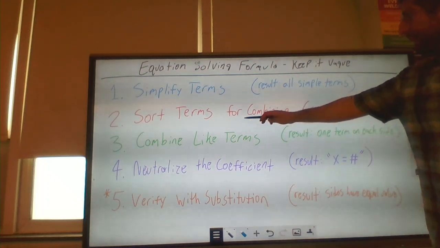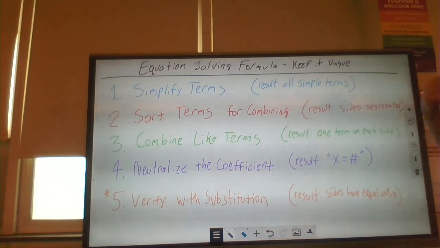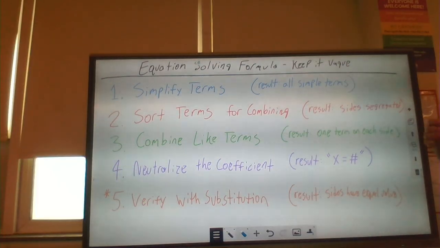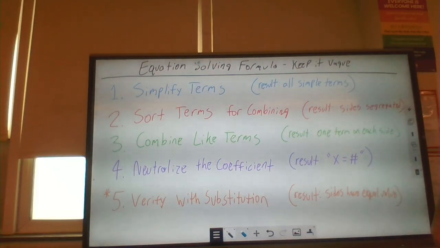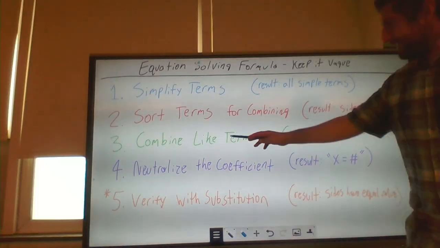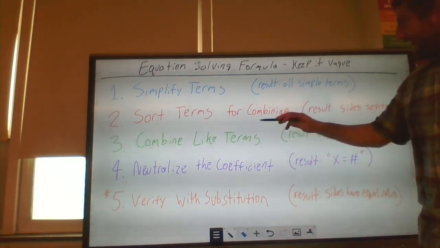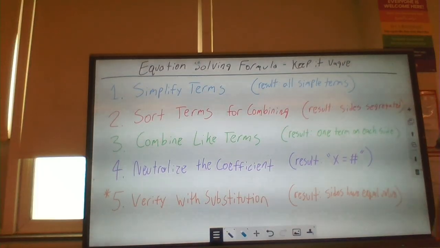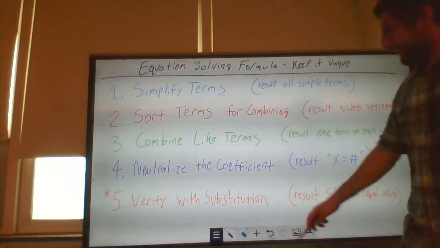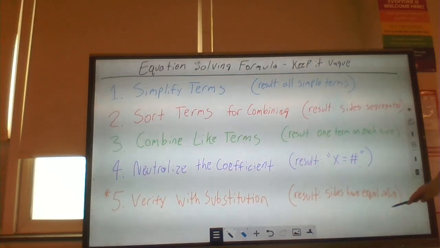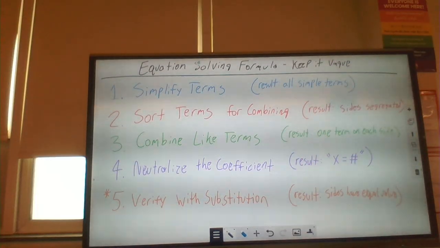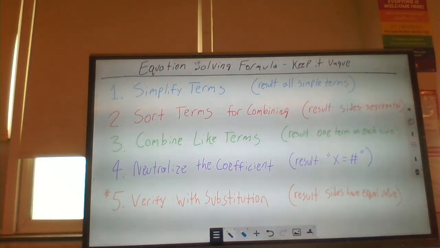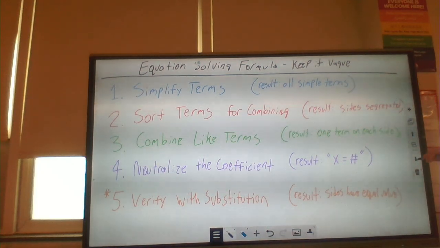Then I call it the sort. That is the addition or subtraction component to segregate your sides, get the variable terms all on one side, get the constants on the other side. Then we combine like terms, and then finally neutralize the coefficient using multiplication or division. And then, of course, with advanced students, I advise them to verify their answer using substitution. So plug the number back into the equation to make sure that's the correct number.